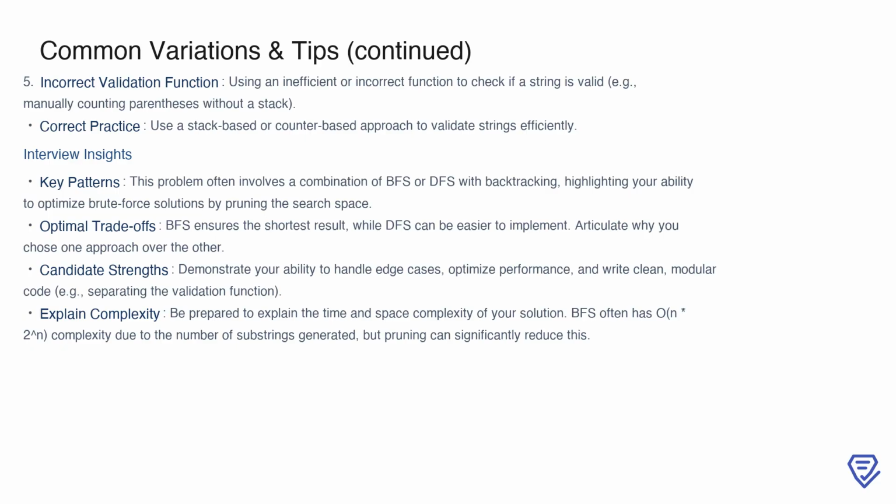Additionally, this is an opportunity to showcase strengths like handling edge cases, optimizing performance, and writing clean, modular code, such as separating the validation function from the main logic. Finally, be prepared to discuss the time and space complexity of your solution. While BFS typically has a complexity of n * 2^n, due to the large number of substrings generated, pruning invalid options can significantly reduce this, and explaining these optimizations can leave a strong impression.